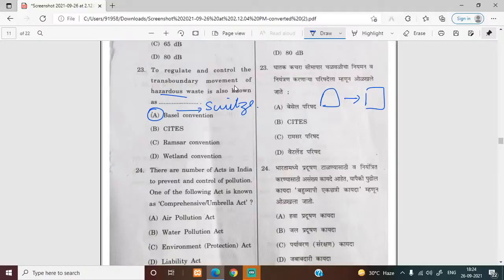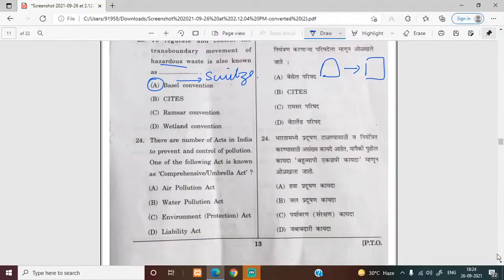It is effective since 1992. Next question. There are a number of acts in India to prevent and control pollution. One of the following acts is known as the Comprehensive Umbrella Act. So which act is known as the Comprehensive Umbrella Act? Air Pollution Act, Water Pollution Act, Environmental Protection Act, or Liability Act? The right answer here is option C, Environmental Protection Act.